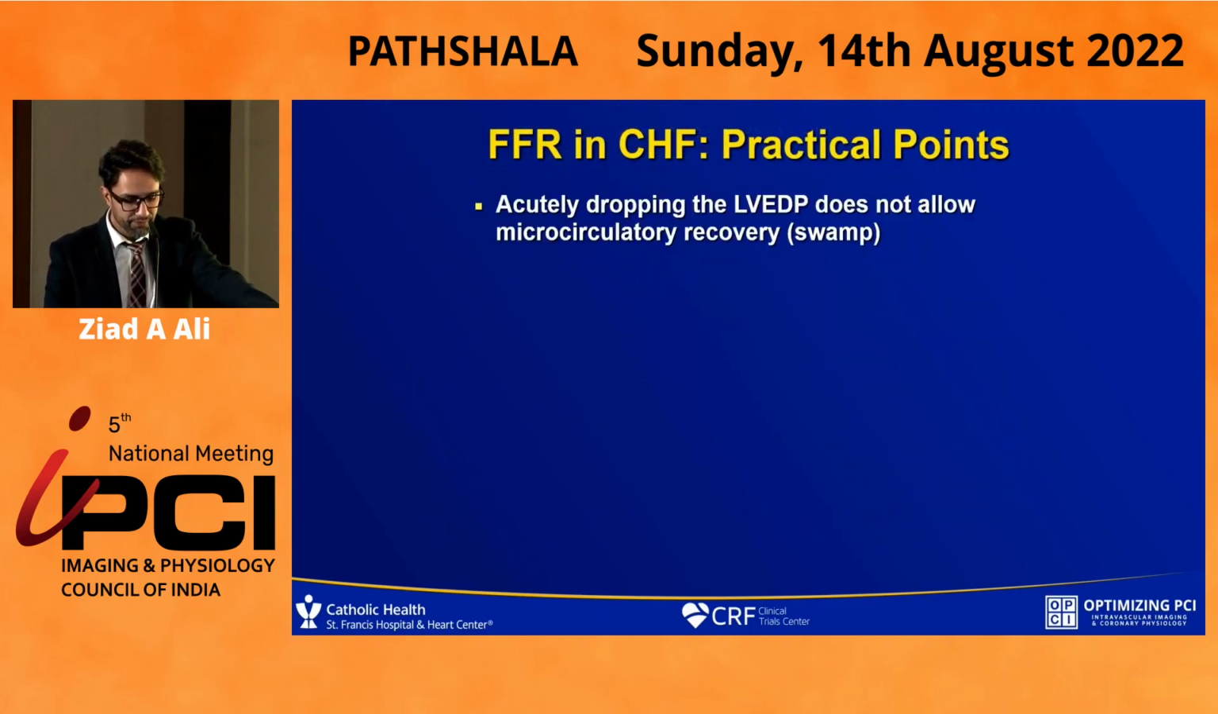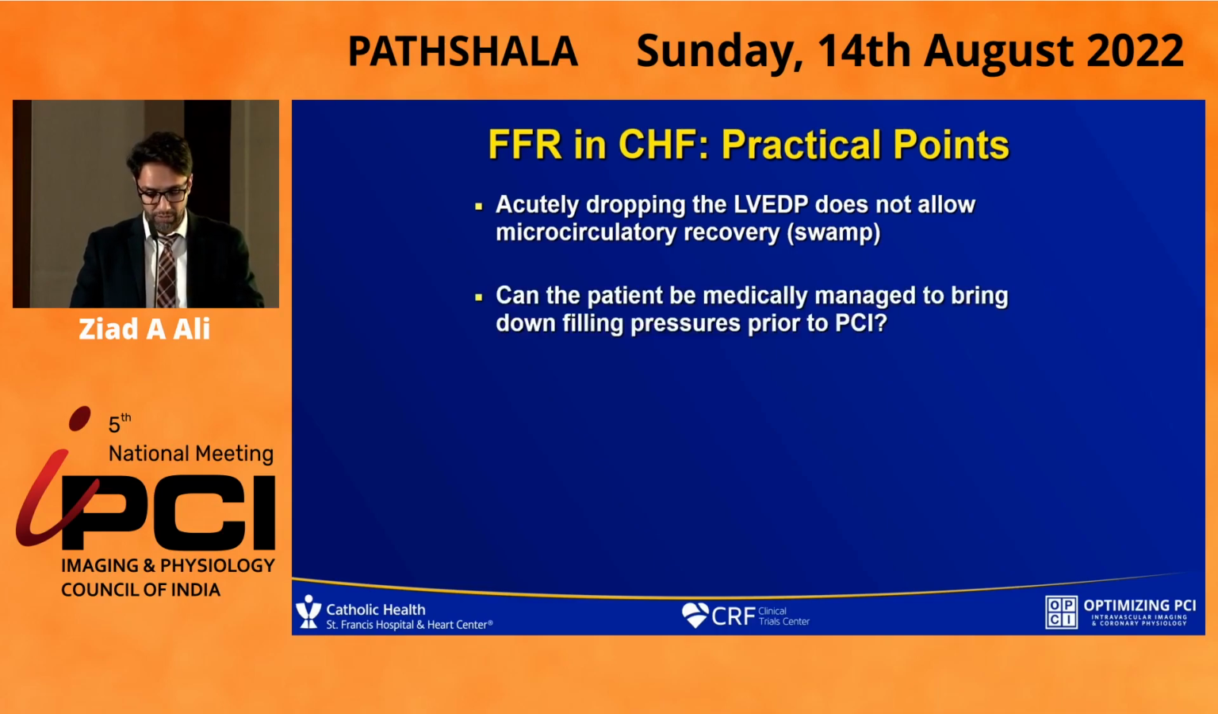So the thoughts are, acutely dropping the left ventricular end diastolic pressure does not allow for microcirculatory recovery. The way I kind of envision this is it's like a swamp, right? You're completely overloaded. Even if you dry the patient out and you shift some of the fluid out and acutely bring down the LV EDP, you're still in a swamp. And so what this patient needed was a period of dialysis to actually dry out the microcirculation for it to sort of subacutely recover.